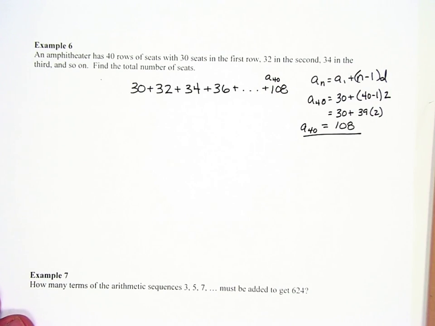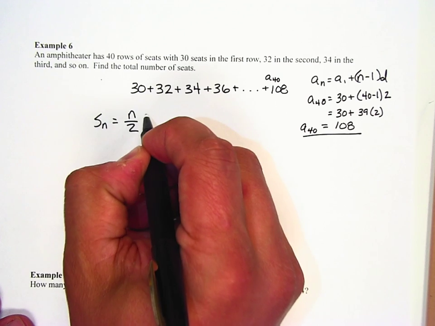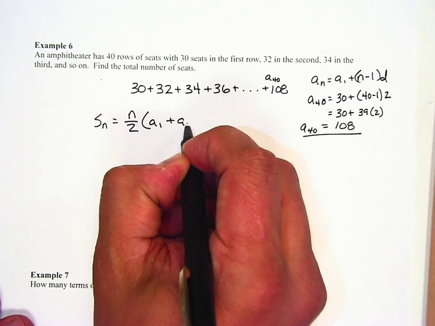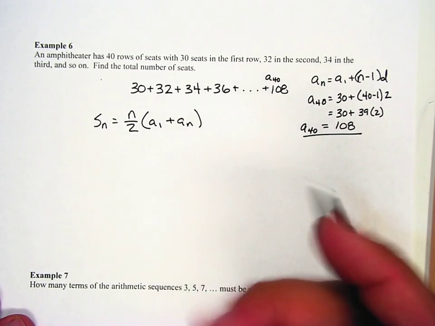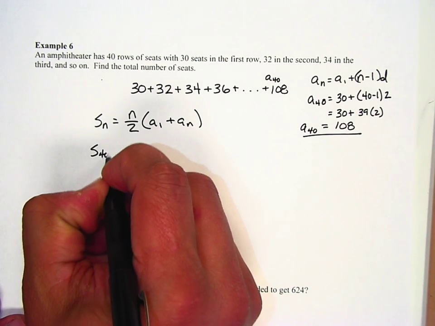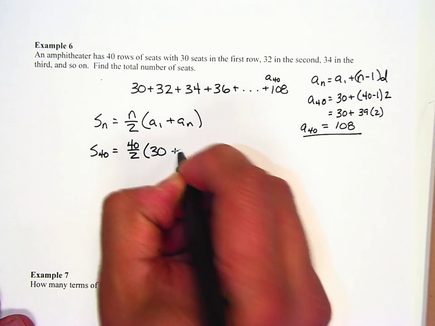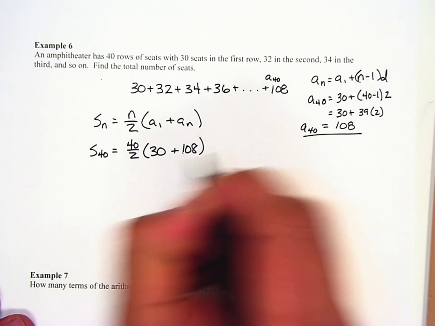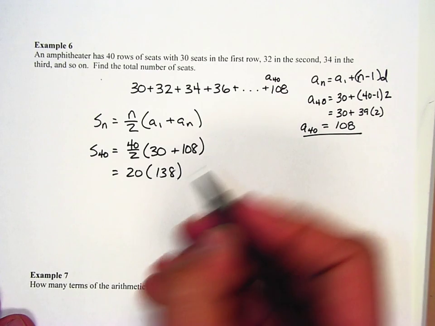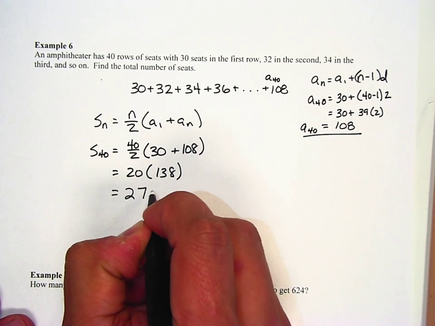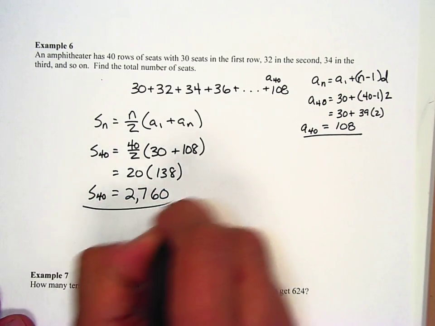That's a sub 40. Now I'm just going to use a different formula, the n over 2 first term plus last term. You might want to use this formula if you want to just remember 2 formulas. And so we'd say s sub 40 equals 40 over 2. First term is 30. Last term, 108. 20 times 138. And you get 2,760 seats in this amphitheater.